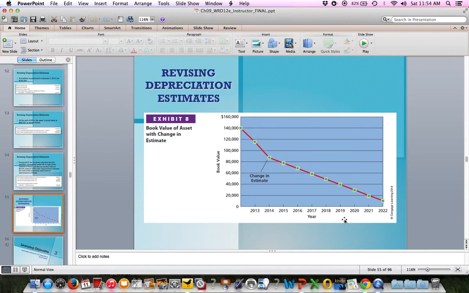So this is a picture of how depreciation was recognized for this asset. A lot was taken the first 2 years based on a 5-year life, but then we realized this asset is going to last longer than that, and so depreciation went down.